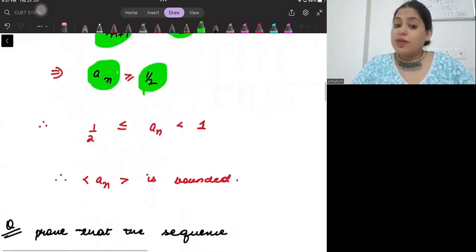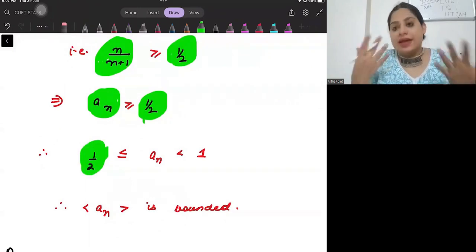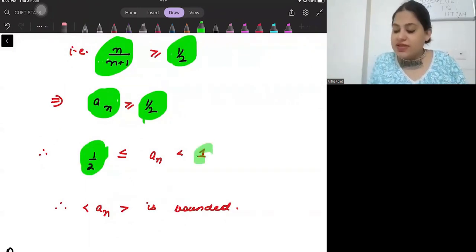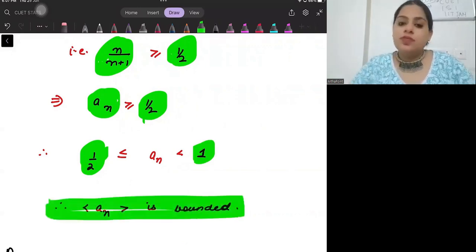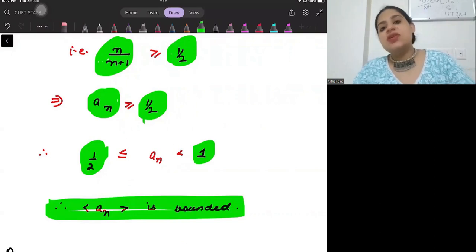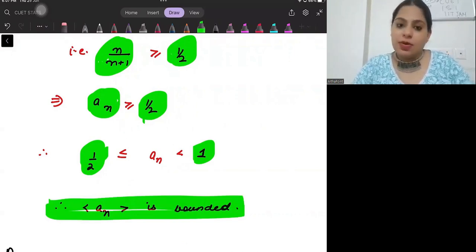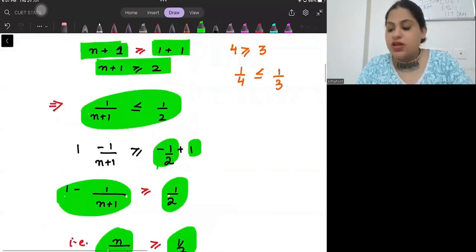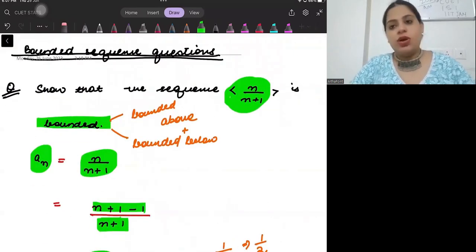Right? So what have we proved? We have proved that all values of the sequence will be greater than or equal to half and it will be less than 1 strictly. So the sequence has a lower and an upper bound. That means that the sequence is bounded because it has both lower and upper bound. So we have proved that this sequence is a bounded sequence. Okay, better. Thank you.